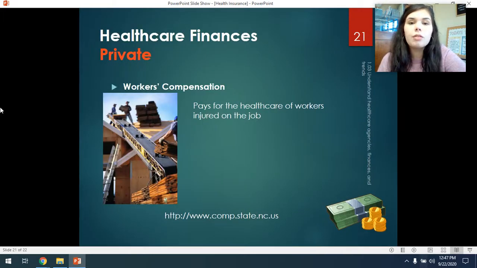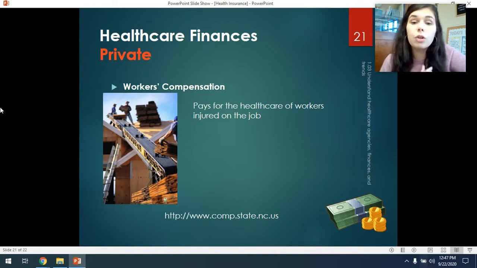Another type of health insurance or healthcare finance that we need to look at is workers' compensation. And workers' comp pays for the healthcare of workers whenever they are injured on the job. Now, there are many requirements that you must meet in order to receive workers' comp. You have to have documentation filled out on time. There's usually strict time limits.